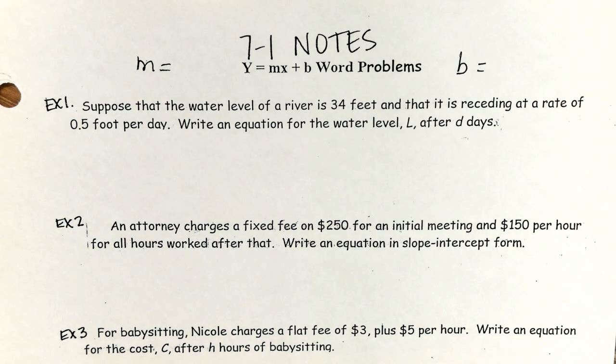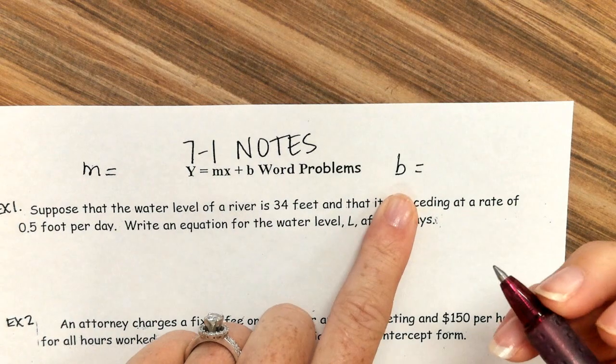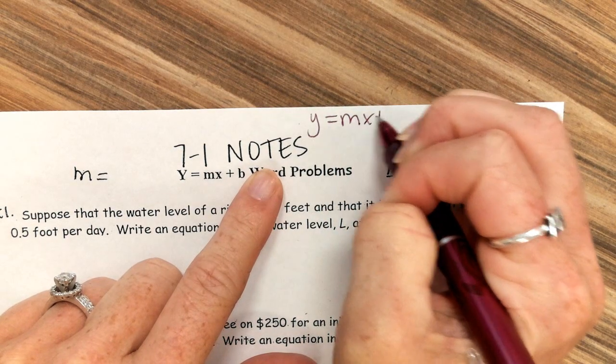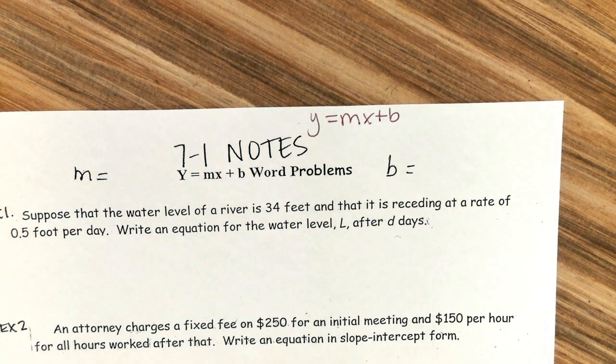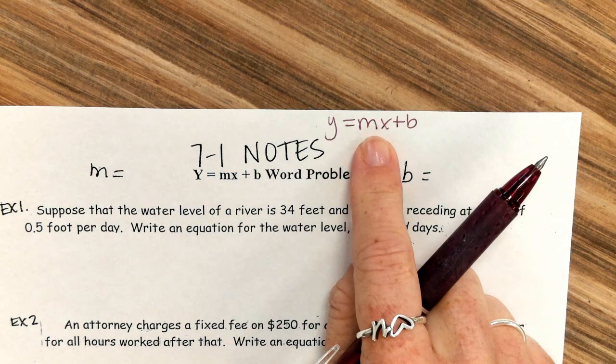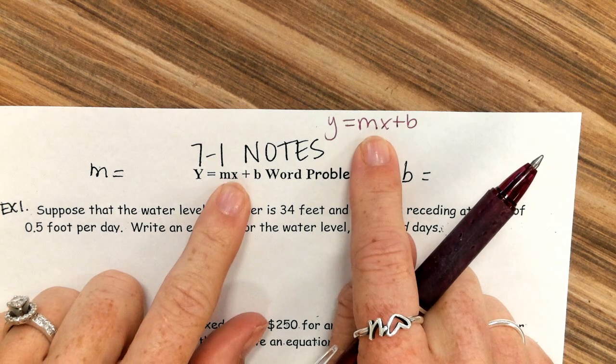So the equation will not be y equals kx. What do y'all think it's going to be? And I've already taught it to you. mx plus b. So I want you to write that right up here. Y equals mx plus b. Write it right here. Y equals mx plus b. That is what your equation is going to look like.